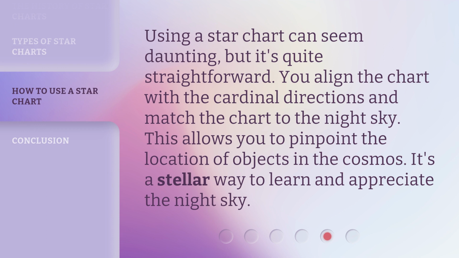Using a star chart can seem daunting, but it's quite straightforward. You align the chart with the cardinal directions and match the chart to the night sky. This allows you to pinpoint the location of objects in the cosmos. It's a stellar way to learn and appreciate the night sky.